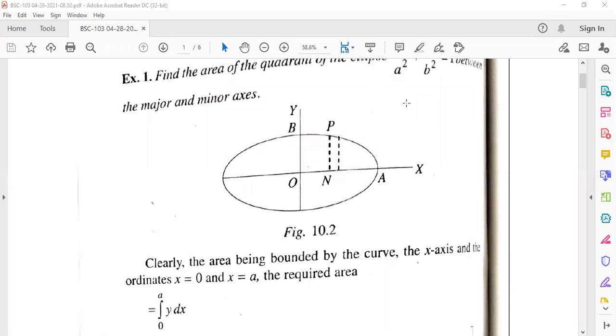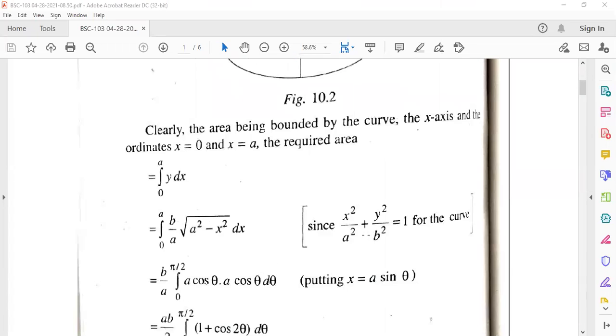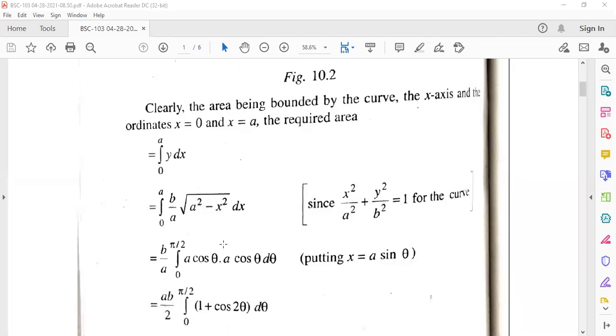Now from here we have to find out the value of y. From this one, we got the value of y is b by a root over a square minus x square. Actually it will be plus minus b by a into root over a square minus x square. As we are taking the first quadrant, we omit the negative sign, only the positive sign is taken here. Now we are putting x equal to a sin theta.